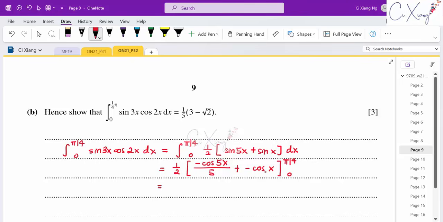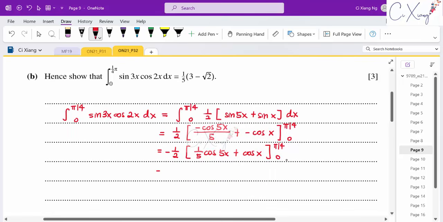Okay, so before I do any substitution, I will try to factorize out the negative sign first, so that I can try to avoid some possible careless mistake. Okay, then this is what I have. And now I will want to substitute the value inside the integration, the term after integration.